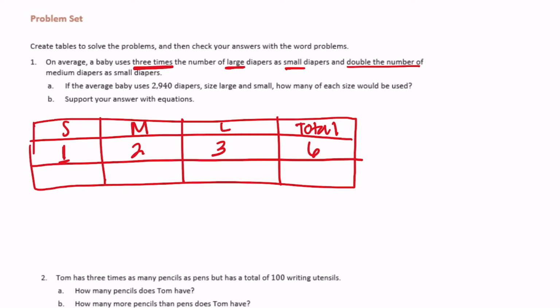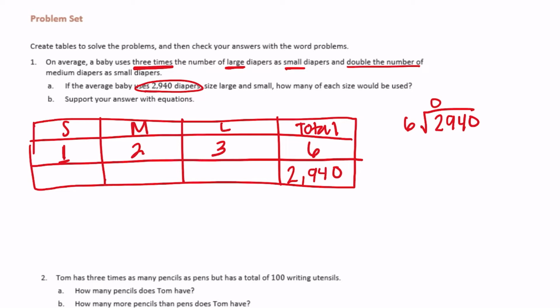And then we know that the average baby uses 2,940 diapers. So our actual total is 2,940. So we're going to take 2,940 and split it into 6 equal parts so that then we can find how many parts belong to small, medium, and large. So we have 2,940 divided by 6.